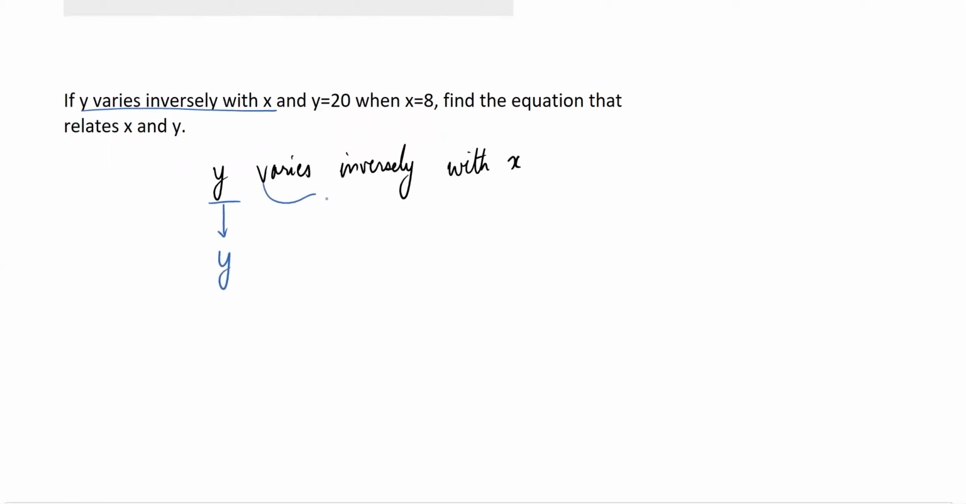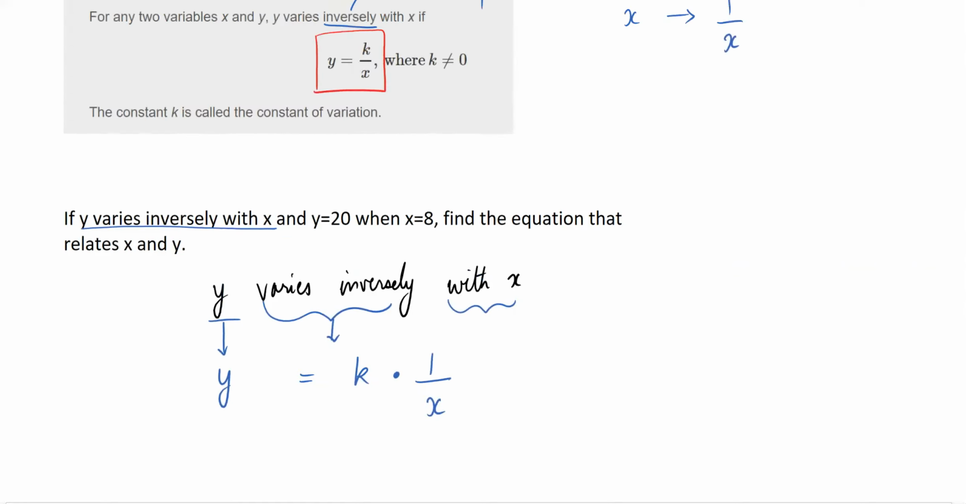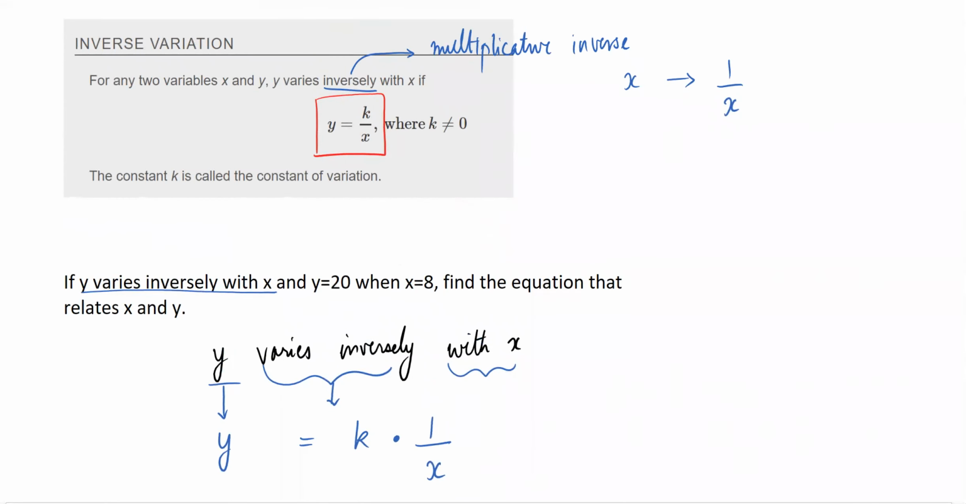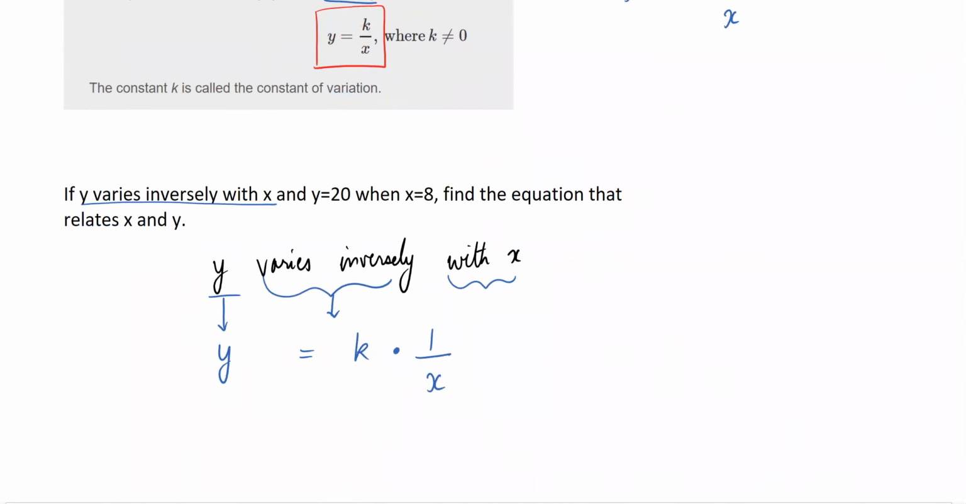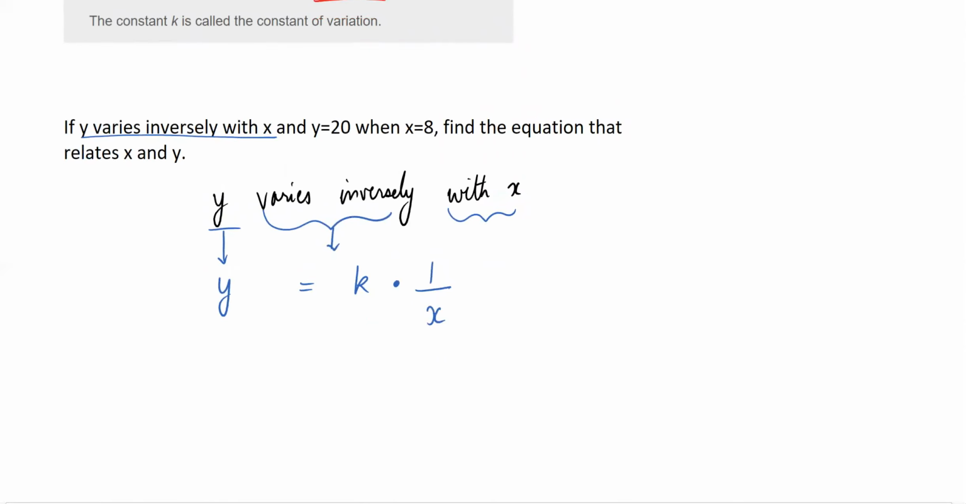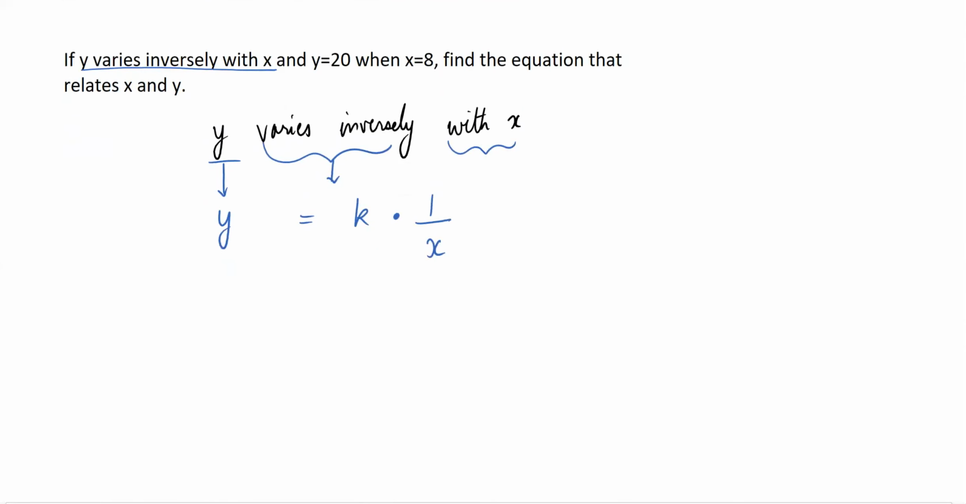Y is y. Varies inversely is equals k. With x, how does it inverse it? How does it vary? It varies inversely. So inversely with x means x must be inversed. So it becomes 1 over x. Think of the multiplicative inverse that I mentioned above here. So if it says directly, then it's directly the x there. If it says inversely, then you have to inverse the x. So x becomes 1 over x.